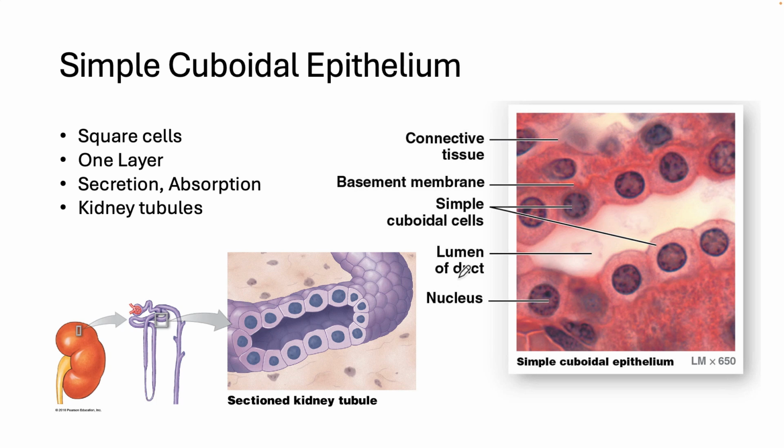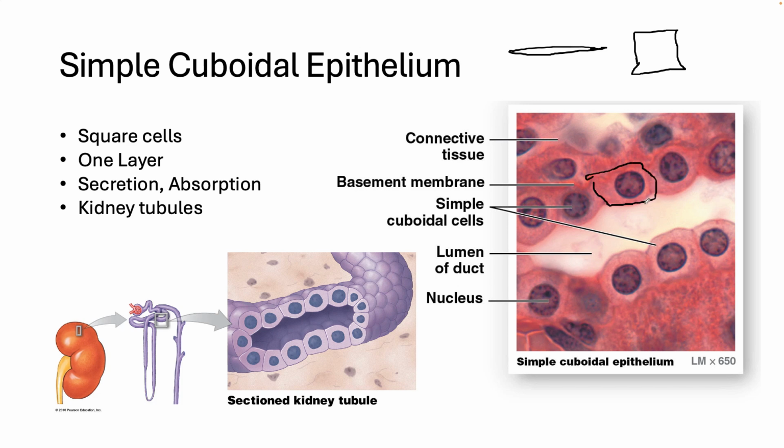Simple cuboidal: remember simple is one layer, and cuboidal means these square cuboid cells, and they've got a lot of space in them. You can see how much bigger they are. If squamous looks like this, there's really not a lot of space in there for much to be going on. If cuboidal looks like this, there's just a lot more space in there for the nucleus and other things to be happening. And in fact, you can see, here's a cell right there. You can see how nice and big and square that cell is.